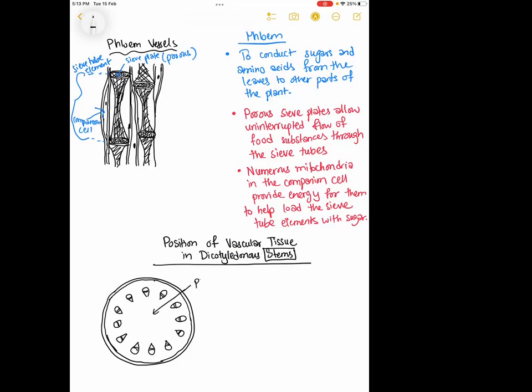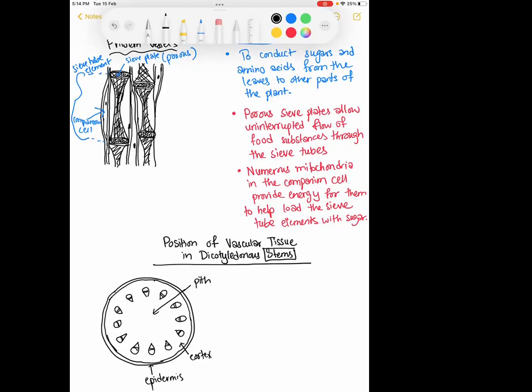This is called the pith. The part that is closer to the boundary is called the cortex. This is obviously the epidermis. And these drop-shaped things, these are the vascular bundles. So this entire thing is a vascular bundle.